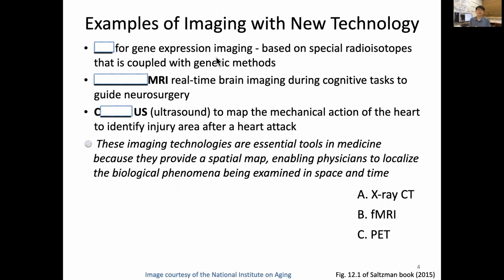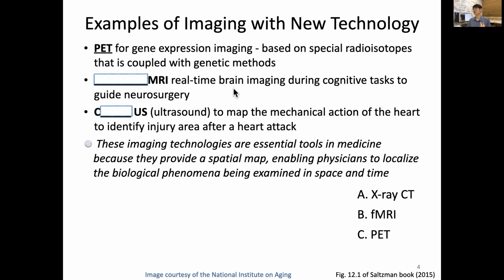So let me start with some new imaging technology examples. First, gene expression imaging. Have you ever thought about this? It is based on radioisotopes coupled with genetic methods. Using radioisotopes coupled with genetic methods, we can even visualize gene expression in imaging. Such an example is in advanced PET, or positron emission tomography.